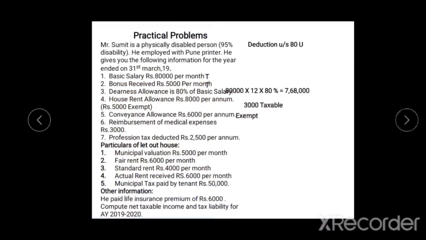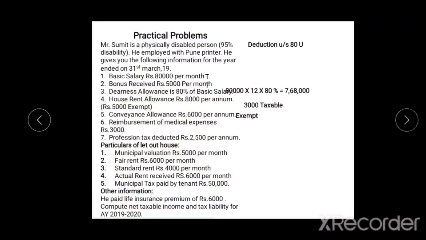Fully taxable. Now you will say, ma'am, why have you written exempt here? Again, the transaction is exempt because Mr. Sumit is a physically disabled person. You have learned that if the person is a disabled person, then he is eligible for a deduction of rupees 3,200 per month. Understood?